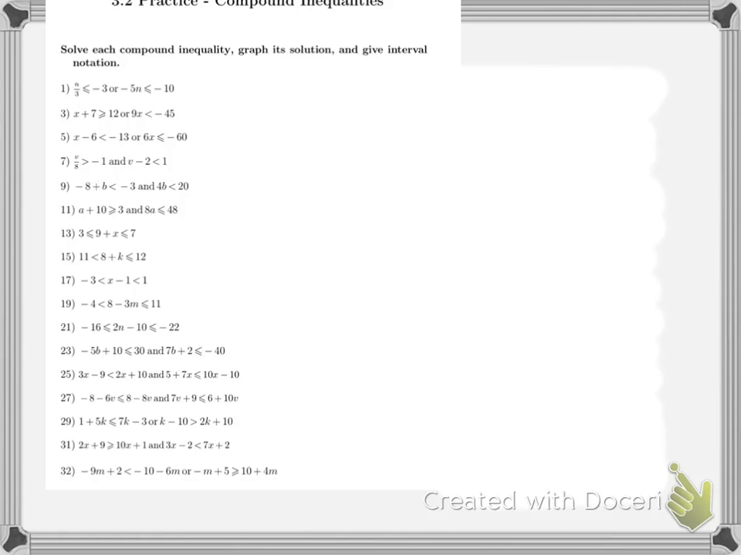How about we try number 3? I'm avoiding number 1 only because of that little fraction. I know that little fraction freaks everybody out. So let me write number 3 here. We got x plus 7. What sign is that? Guys, you know what that is? That's the greater than or equal to 12.